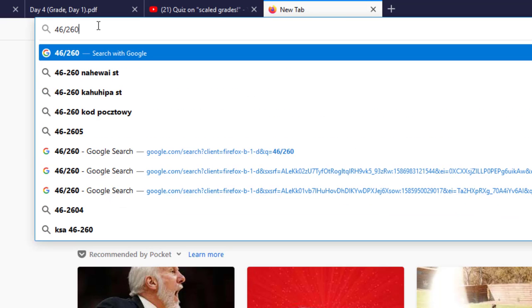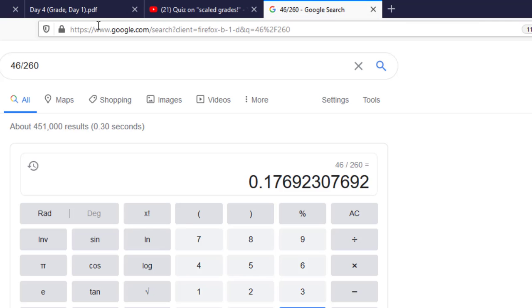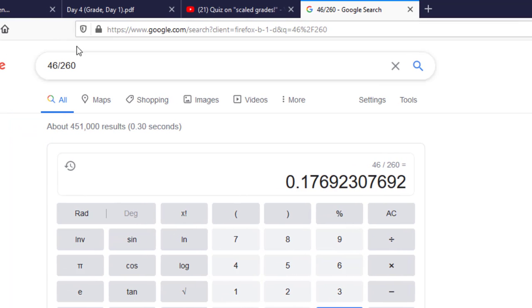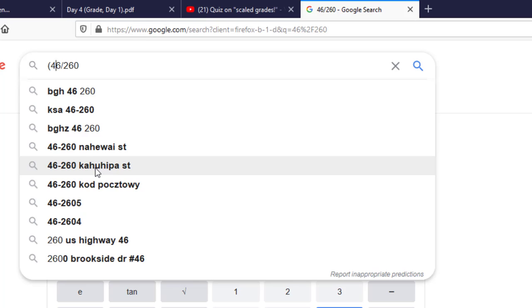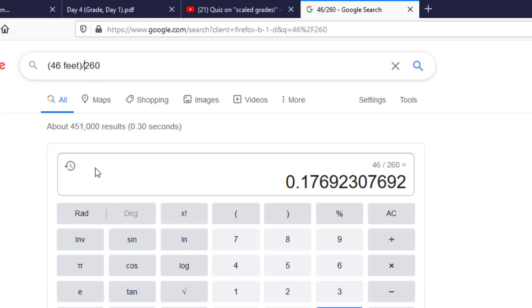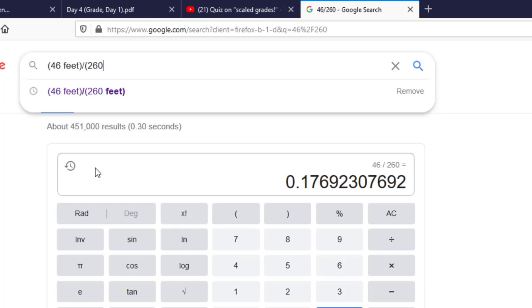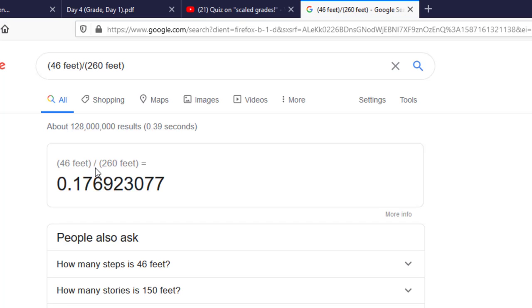A lot of you probably just did 46 divided by 260, pressed enter, and got 18%, which is totally fine. What I think is kind of cool about Google is if you put in units, it'll deal with them. Sometimes. It doesn't always deal with things correctly. I've discovered a few of those actually in my Math 98 classes occasionally. But as far as it's something simple like this, where you're just doing linear feet divided by linear feet, it will do the division of the feet properly so that you get the unitless number that grade should be.